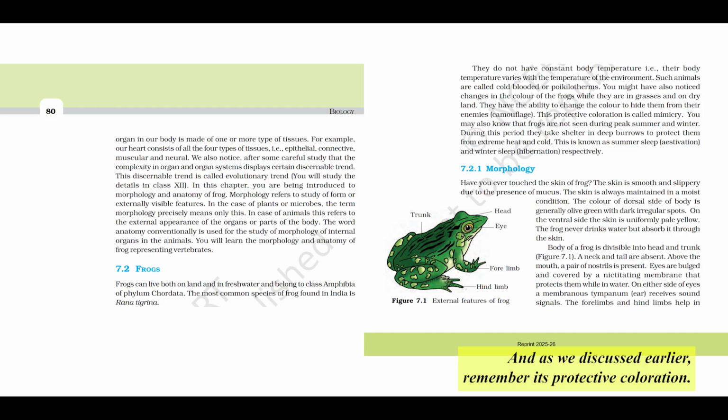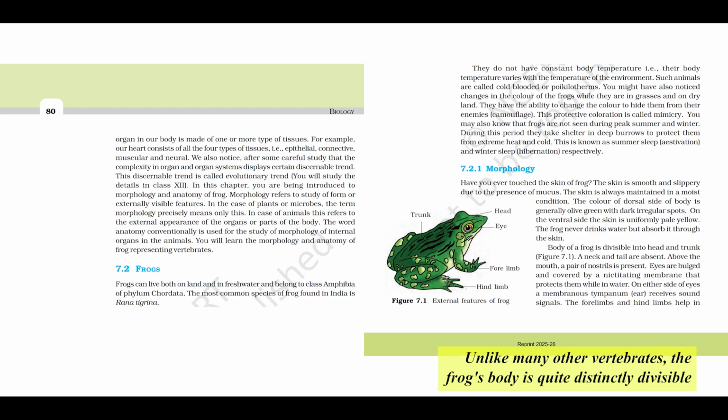And as we discussed earlier, remember its protective coloration. The dorsal side is typically olive green with those dark, irregular spots providing superb camouflage, while the ventral side is uniformly pale yellow. Next, let's consider the overall body division of the frog.